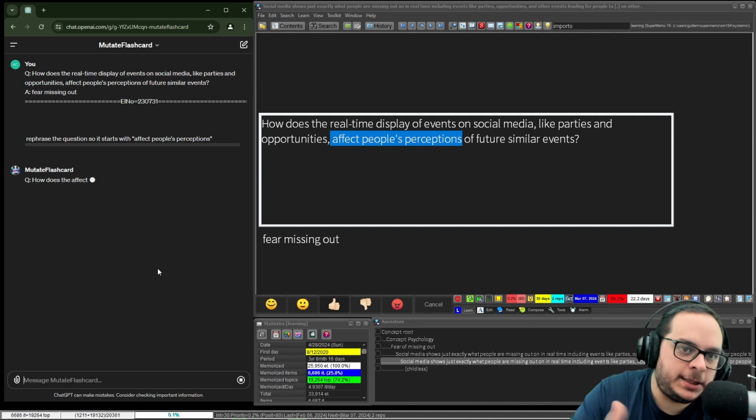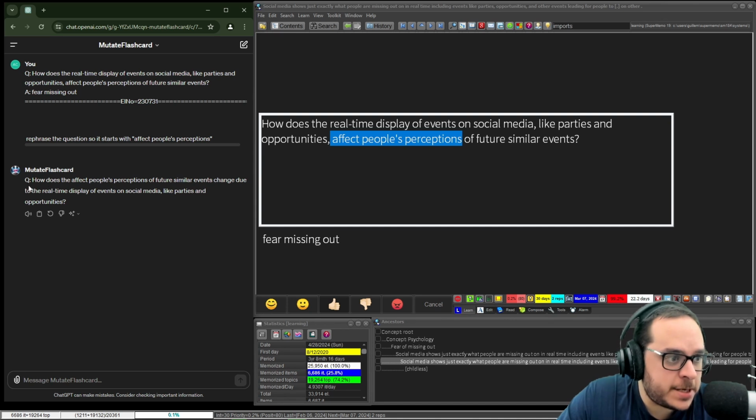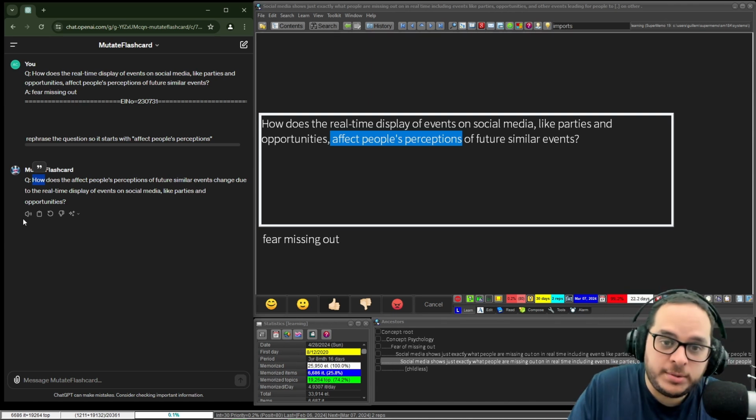So I just started the chat. So I used the mutate flashcard genuinely. That's a good example. It's still a how-do question, but: how does the effect of people's perceptions of the future, similar events, change due to the real-time display of events on social media, like parties and opportunities? For me, as a user, it's qualitatively better. Keep in mind, this is subjective.